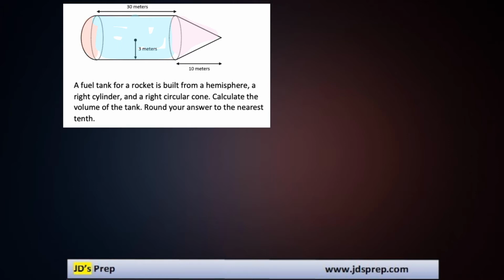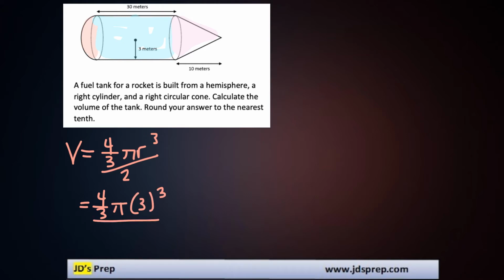So let's start with the hemisphere. We know the volume of a sphere is 4/3 pi r cubed. However, this is a hemisphere, so we need to take that volume of the entire sphere and divide it by 2. Okay? So it's going to be 4/3 times pi. Now the radius of that hemisphere is 3. We can see it's 3 meters. So it's going to be 3 cubed all over 2. And that works out to 56.5487. We'll round off at that point.